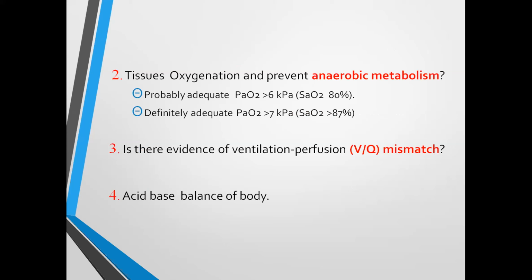The second most important thing is basically oxygenation or perfusion. It tells us whether this patient is adequately oxygenated or not. If the patient is not adequately oxygenated, then as a consequence we have anaerobic metabolism. This has a close association with the SaO2, the saturation of arterial oxygen. If the patient's arterial oxygen saturation is 80, we can say that this patient is probably adequately oxygenated. Or if this patient's saturation is more than 87%, we can say that the patient is definitely adequately oxygenated.